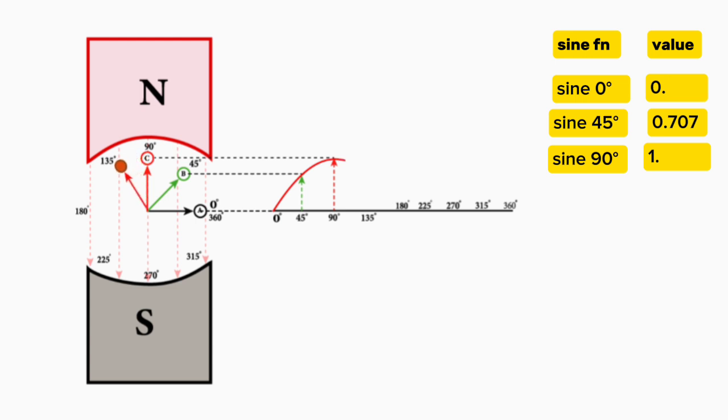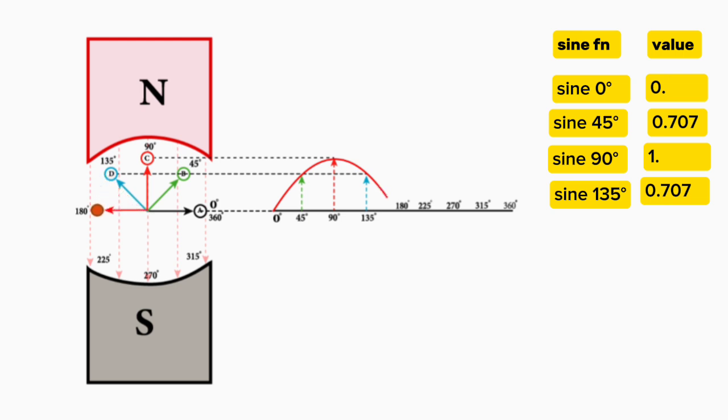When the conductor reaches 135 degrees, the voltage decreases back down to about 70% of the maximum. And this matches the sine function, because sine 135 degrees is also 0.707. Now, at the 180-degree position, the conductor is once again parallel to the magnetic field lines, and it cuts no flux lines. So the generated voltage is 0, and sine 180 degrees is also 0.